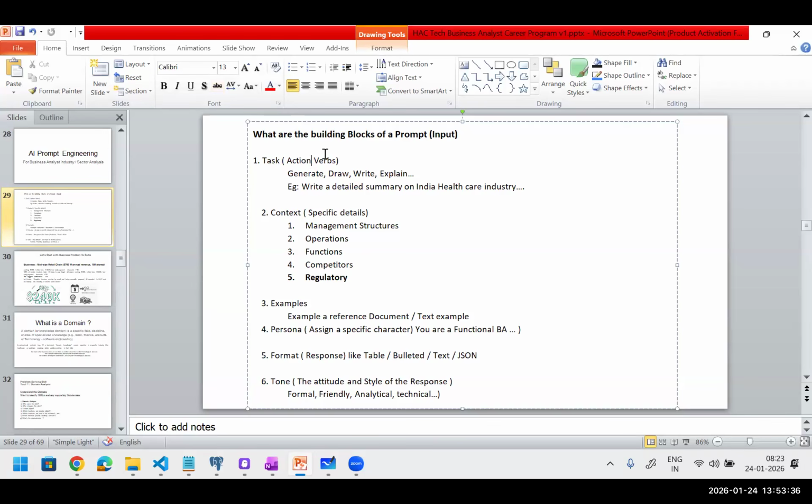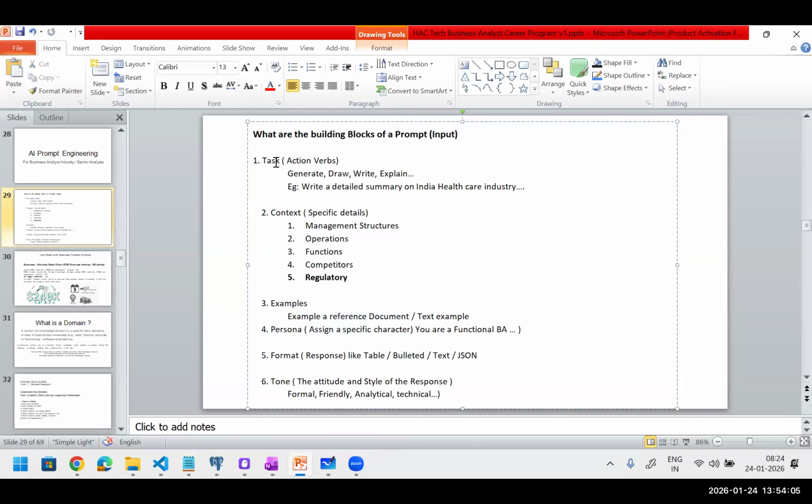So I'll tell you about those tools. But you should first structure what you want in a proper way. That's the building blocks of a prompt. What is the task and the context? And you should provide some examples. That's where the model understands and gives you predictable information, right?